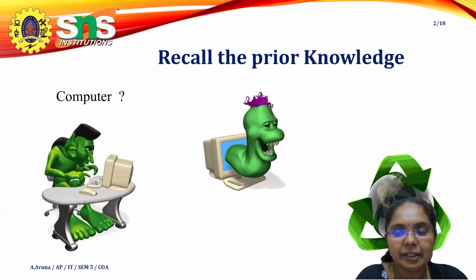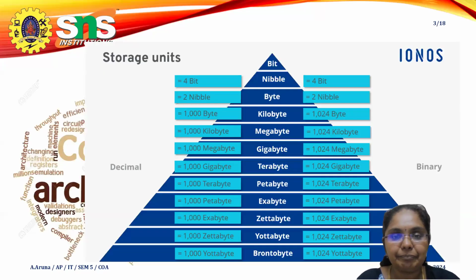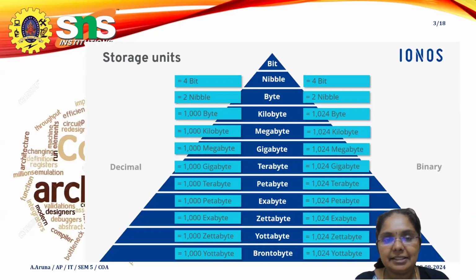We know that a computer is an electronic device to perform arithmetic and logical operations. We are using a computer. Nowadays, computers are widely used in all industries. Before seeing this, we definitely have to know about the storage units, because our processor depends upon these units.